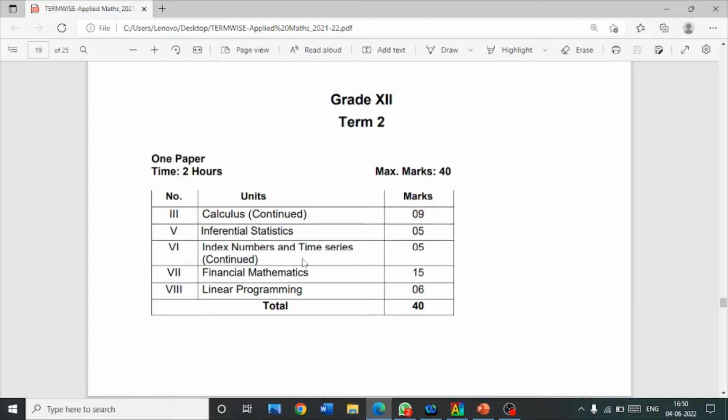So among these 5 chapters, financial mathematics holds the biggest weightage. That means 15 marks, almost half of the marks. We are going to write the exam for 40 marks. So we will deal with financial mathematics.